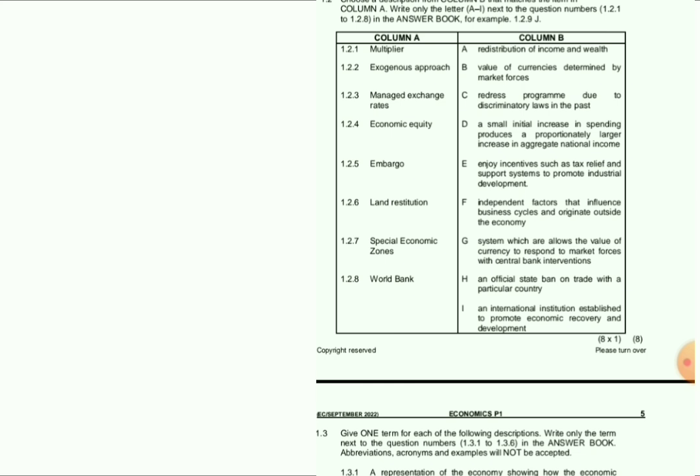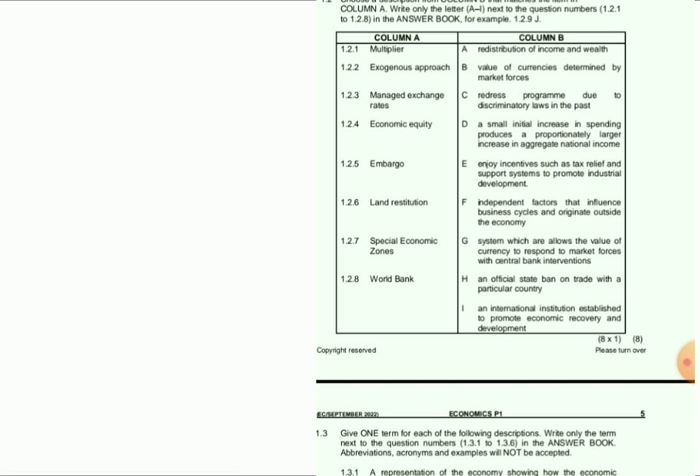Embargo, skip this one. I'm not sure about it. 1.2.6, land restitution. Land restitution is actually C, redress program due to discriminatory laws in the past.